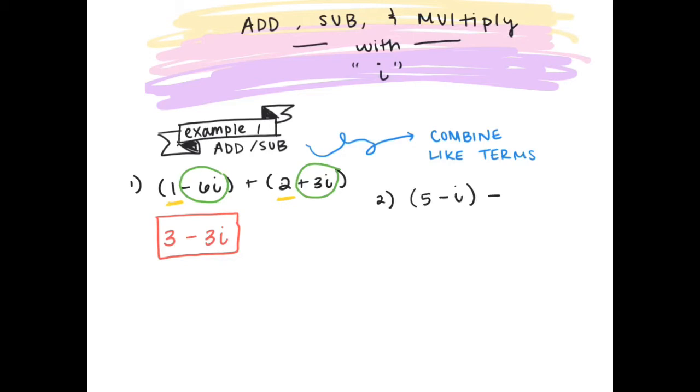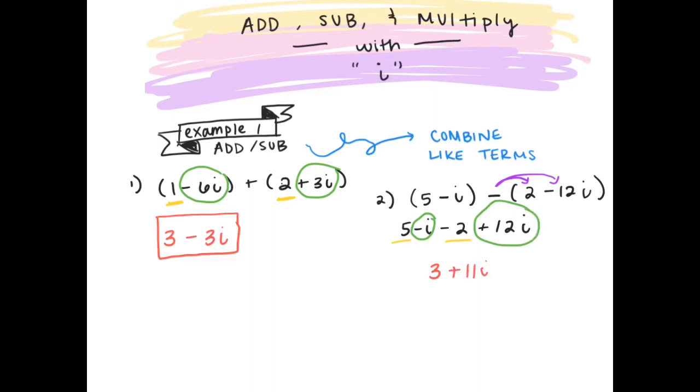For number 2, I'm going to take 5 minus i, then subtract 2 minus 12i. Now, personally, I like to distribute that negative. So then when I rewrite my problem, I have 5 minus i minus 2 plus 12i. Now I'm going to combine like terms just like I did in example 1. So when I combine, I'm going to get 3 plus 11i.